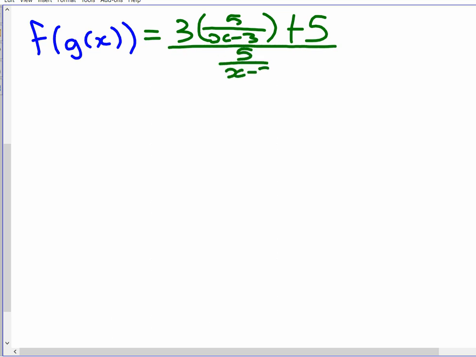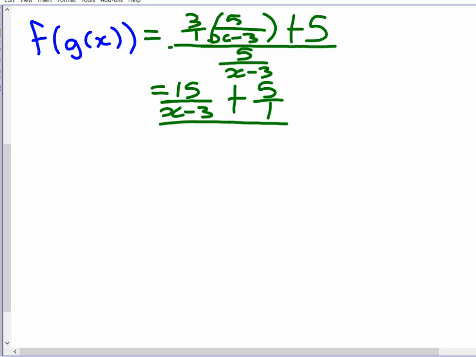Do you have questions about that? So I put this also like 3 over 1. When I did that, it made it a bit more understandable. Then I just multiplied the top. So 15 over x subtract 3 plus 5 over 1, divided by 5 over x subtract 3.